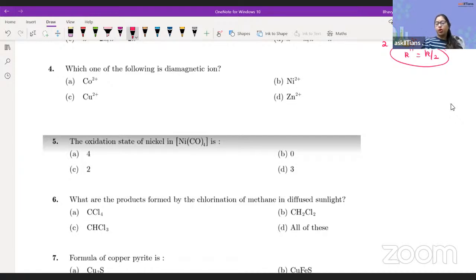Which one of the following is a diamagnetic ion? Okay, so I know the meaning of diamagnetic, which means there shouldn't be any unpaired electron. All the electrons must be paired if you want any ion to be diamagnetic.